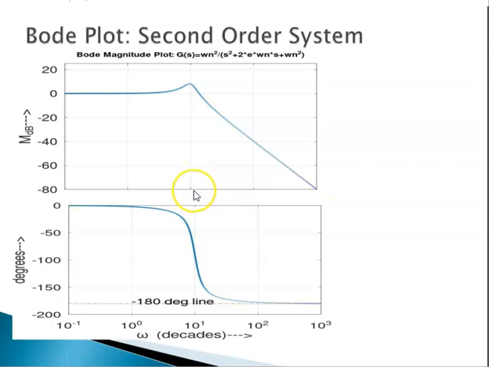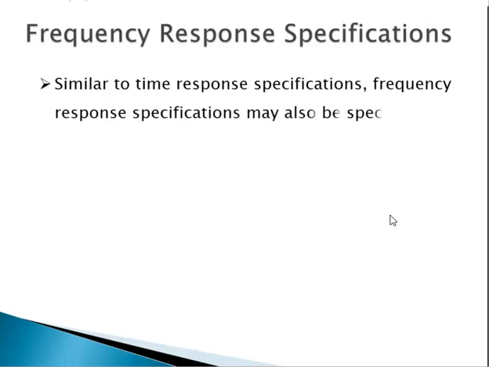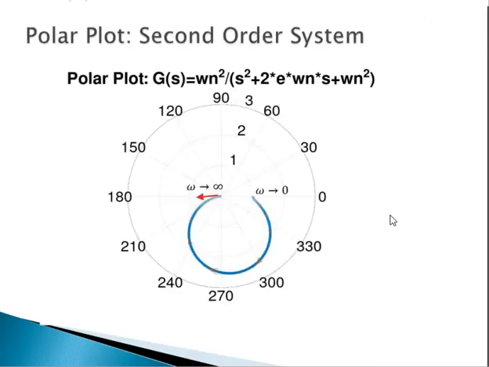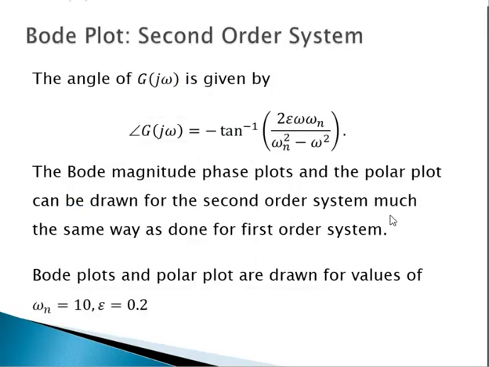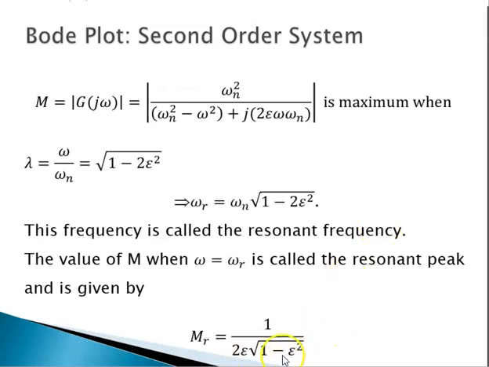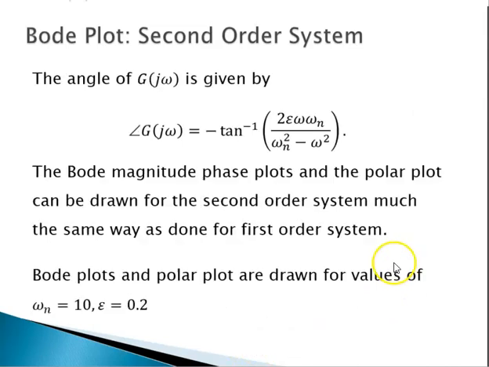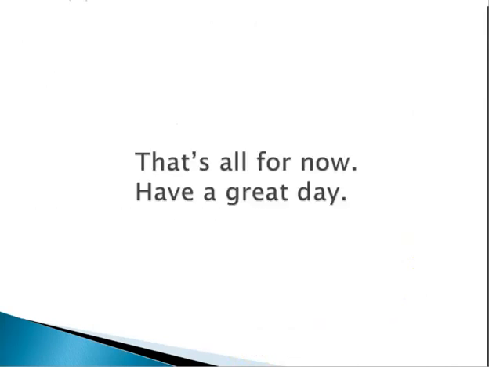The frequency at which this occurs is the resonant frequency. Okay, this resonant peak solely depends on the damping ratio. Natural frequency did not appear here. I think that's all we have for now.